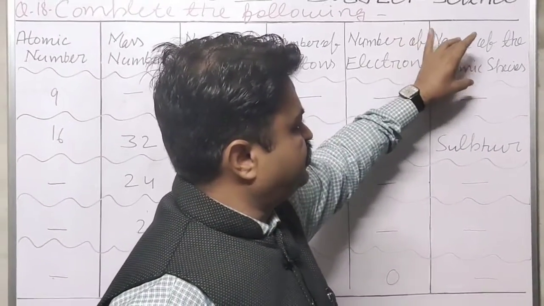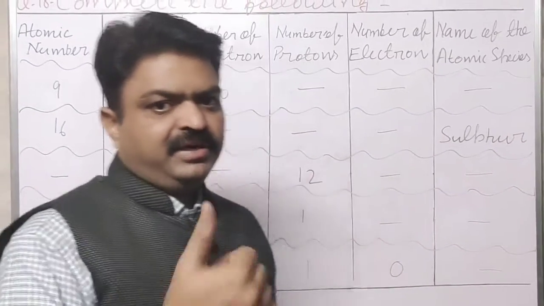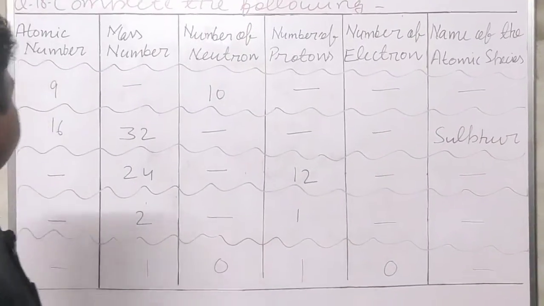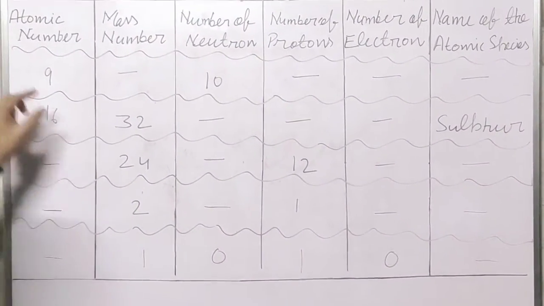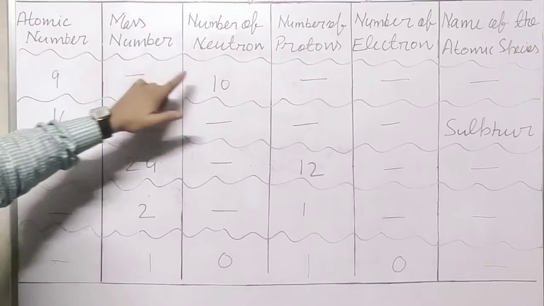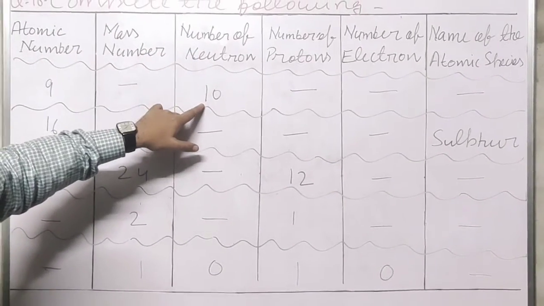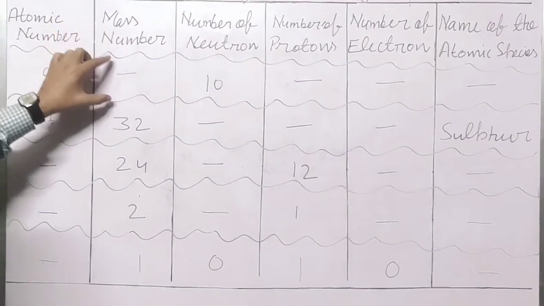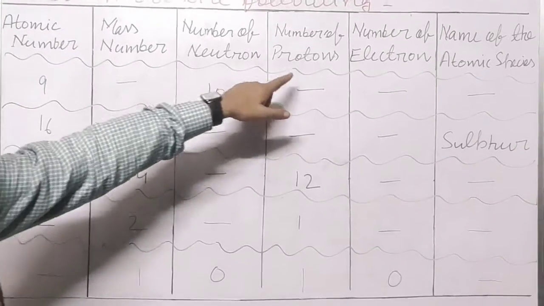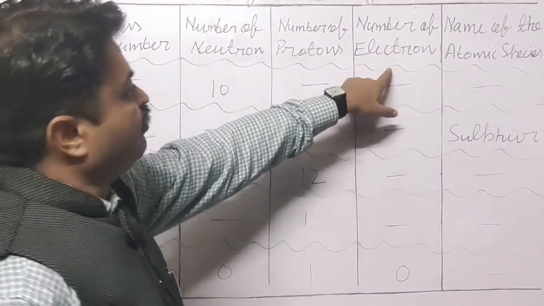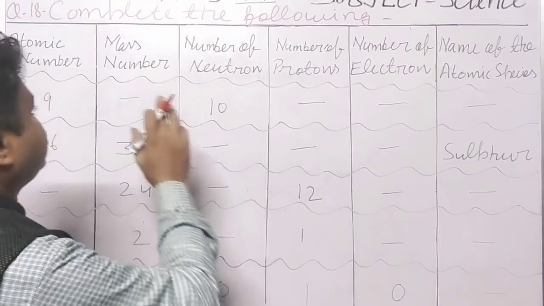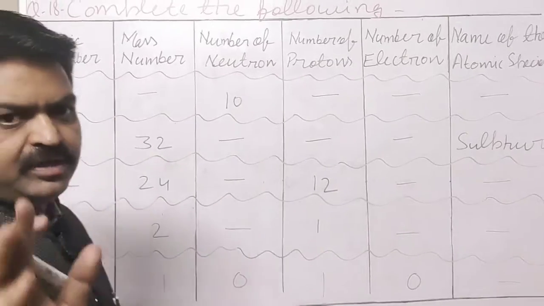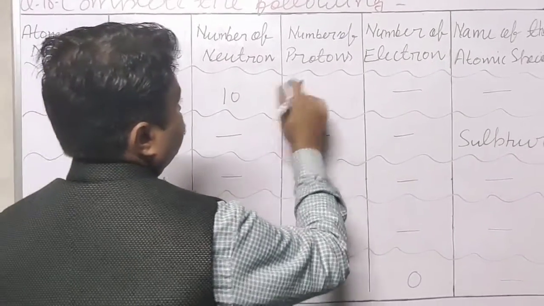Name of the atomic species means all the atoms have their name. So in this we will fill the name. So first is 9, in which the 9 is given and this 10, the number of neutrons, is given. So mass number we will try to find out, number of protons we will try to find out, number of electrons we will try to find out. So first we will write the number of protons, because atomic number is always equal to the number of protons.